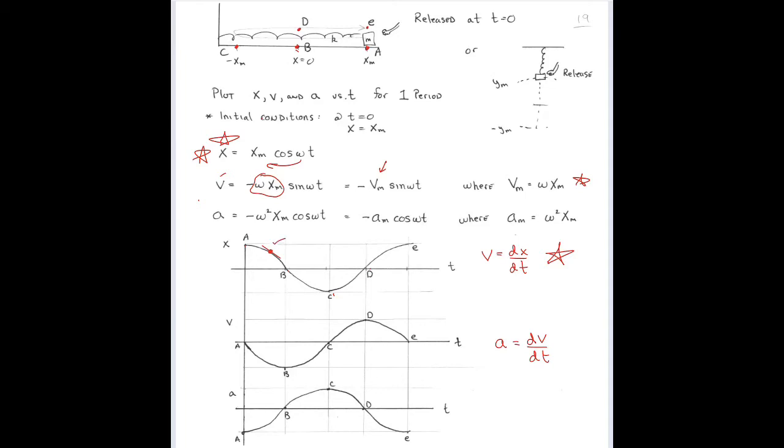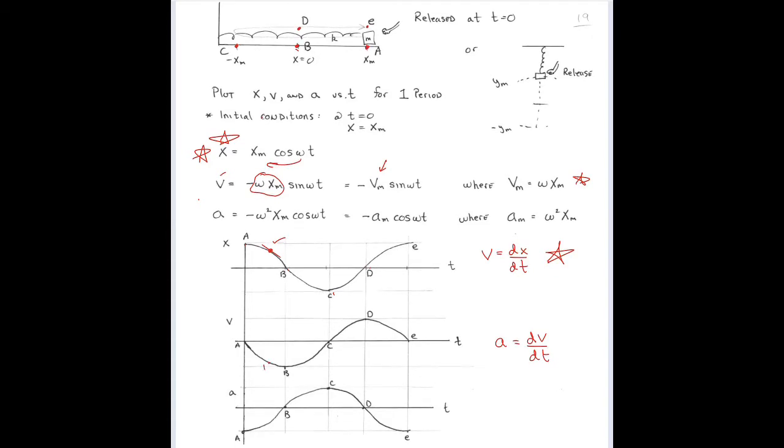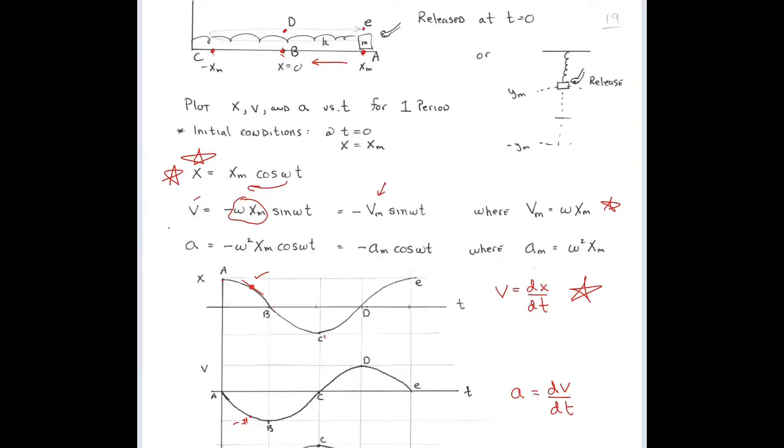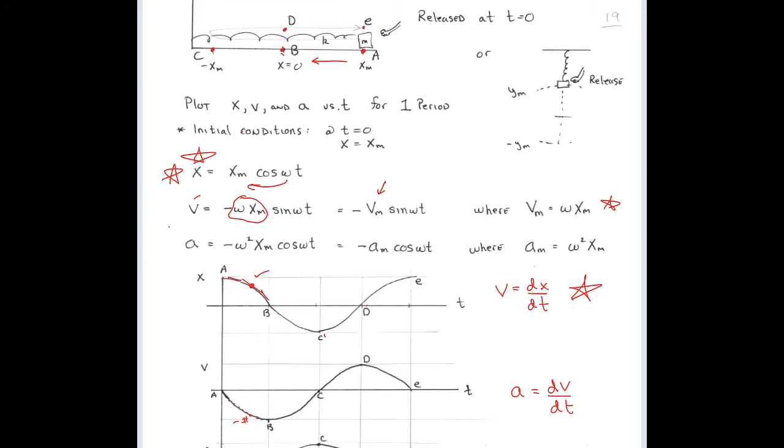What can you tell me about the slope of the tangent line at that point? It's negative. Well, what does the slope of the tangent line mean? It's the velocity. So sure enough, the velocity is a negative number down there. So as the block moves from A to B, what can you tell me about the slope? Well, the slope is increasing in magnitude. So the velocity is getting bigger and bigger in magnitude, so v is increasing.